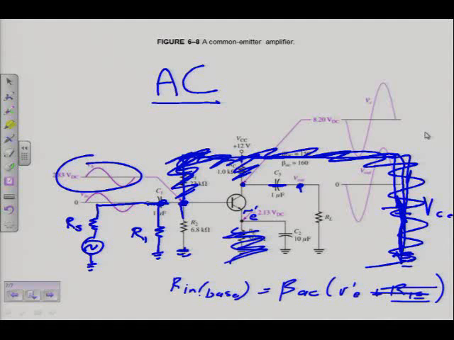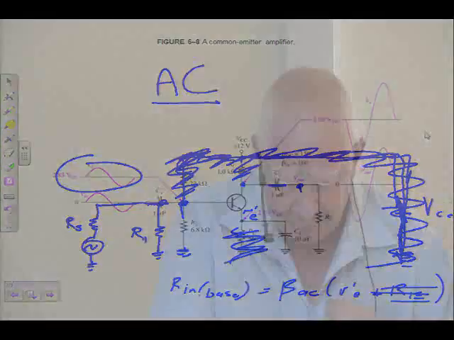Anyway, the derivation is there on page 266, where they say Rin at the base is equal to Vin over Iin, which is VB over IB. Base voltage VB is equal to IE r'e. And since IE is equivalent to IC more or less, IB is equal to IE over beta AC. Then substituting and cancelling, I finally get equation 6.3. Rin base is equal to beta AC times r'e.